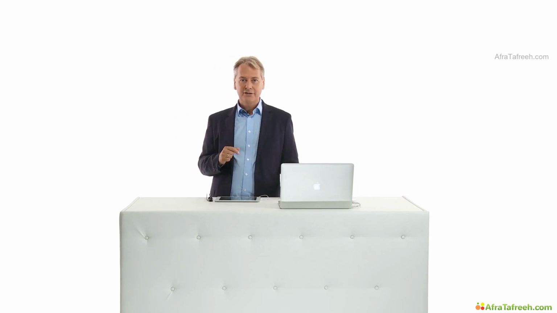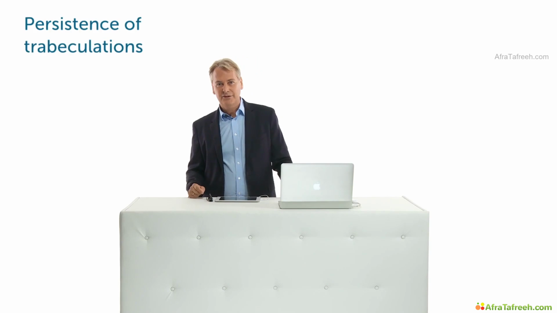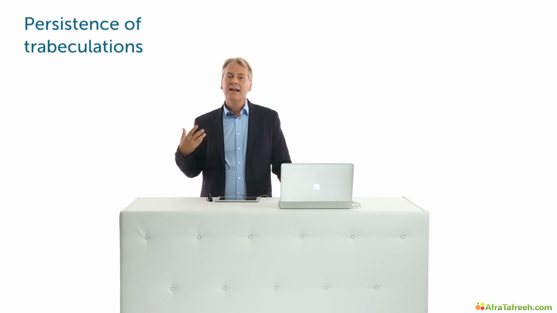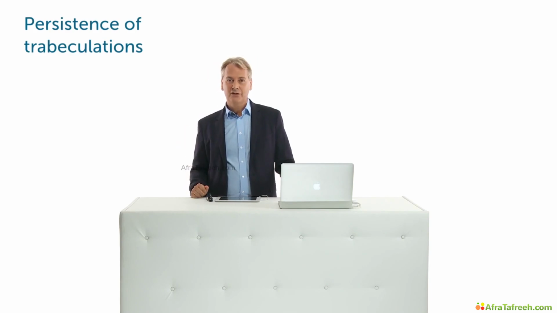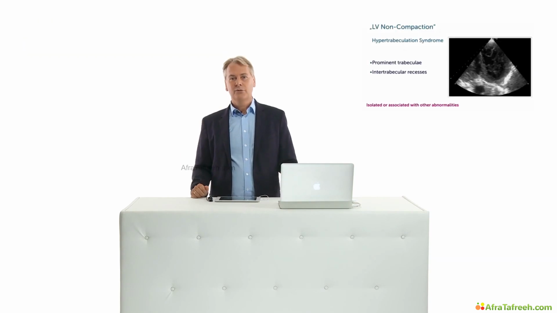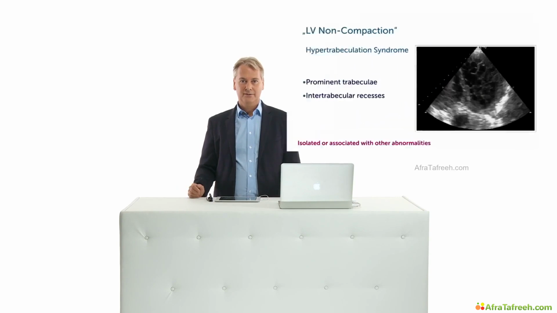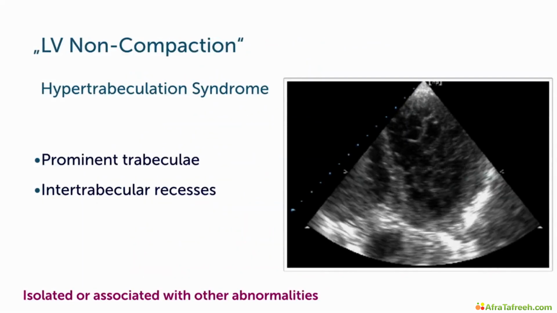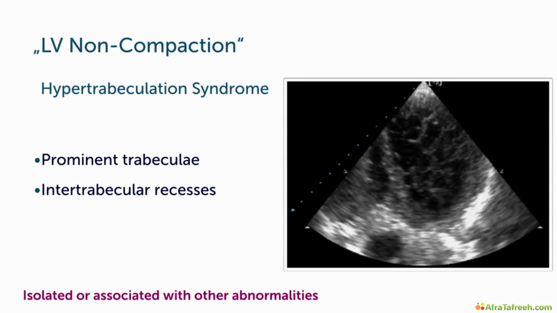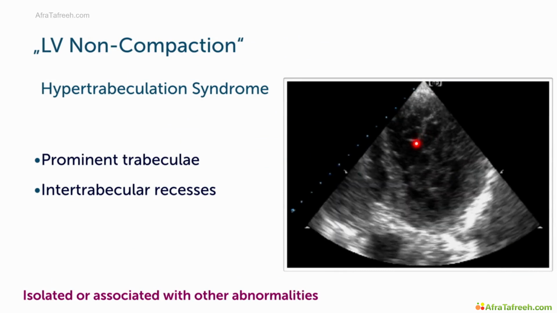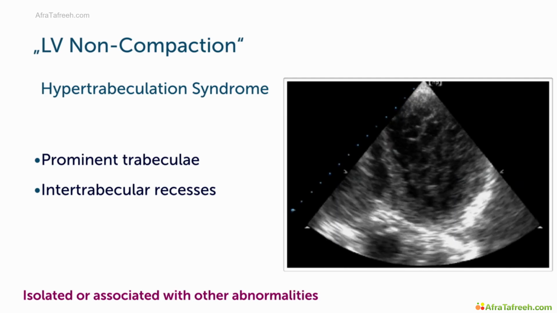However, in some patients, there is a persistence of this trabeculation, and in this case, we often find left ventricular dysfunction as well. That's why this syndrome is called hypertrabeculation syndrome or non-compaction. Here's such an example that shows the typical features, namely a spongy appearance of the ventricle. To visualize this myocardium, it's sometimes necessary to use atypical views.